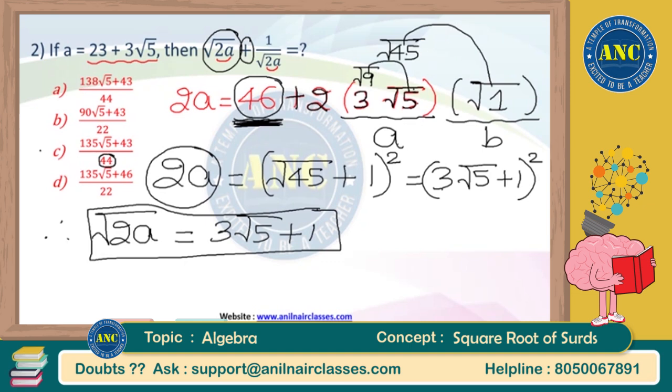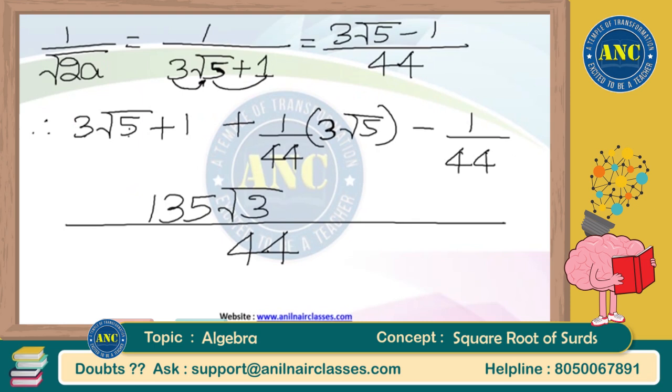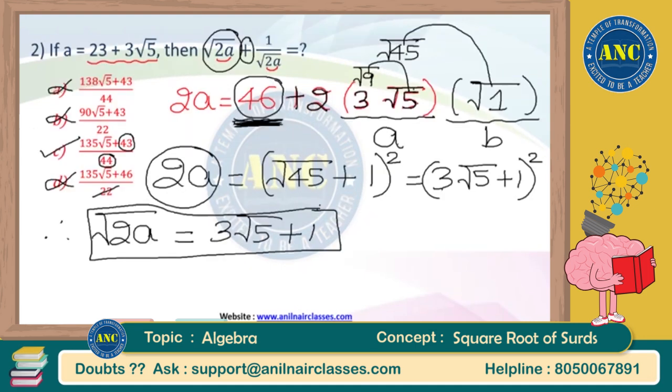There is only one option, which is option C. There is another option 135 root 5, but the denominator is 22. That cannot be the answer. Other two options are not having 135 root 5. But if you really want to check the other value as 43 or not, continue further and check it. So I can say that, this is taking 44 as LCM. 44 into 1 is 44. 44 minus 1 is 43. So it is plus 43 by 44. That is what I have marked as option C.